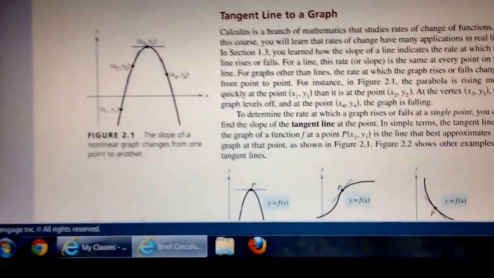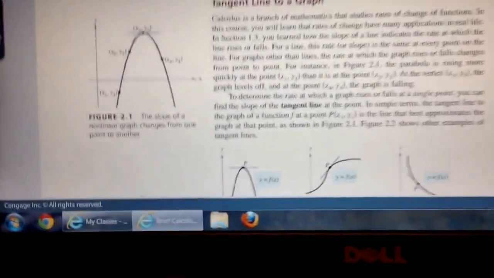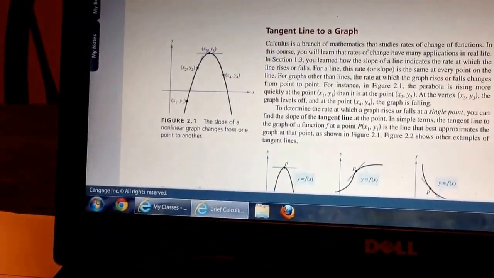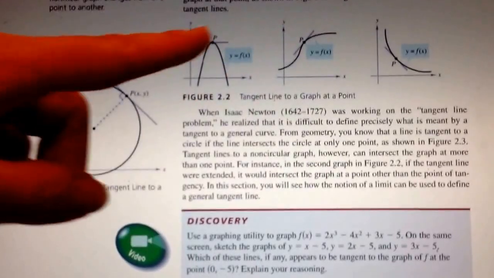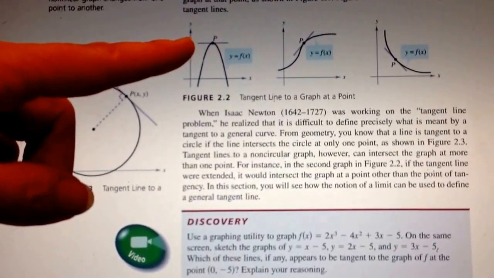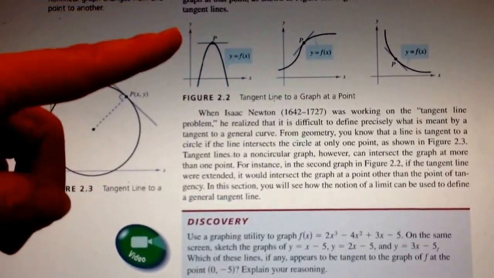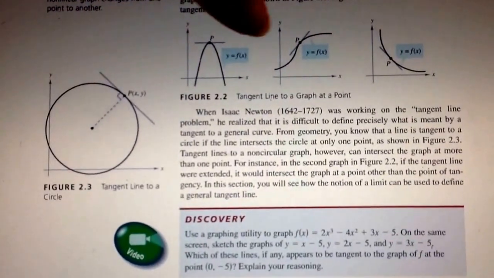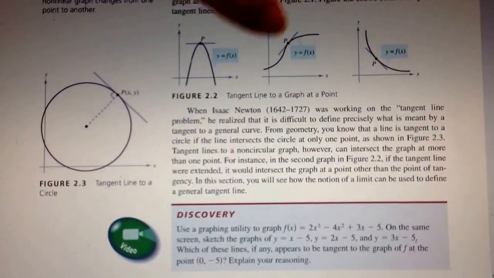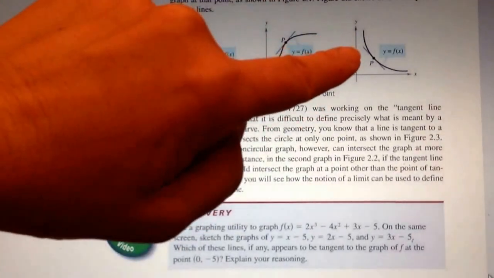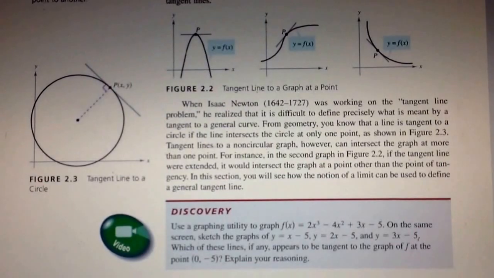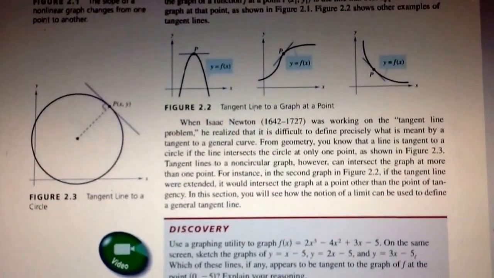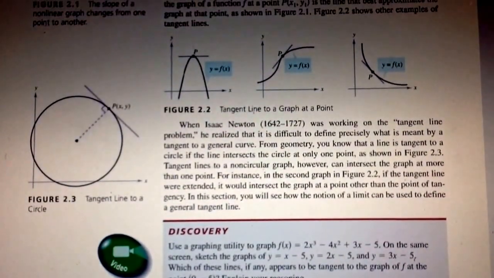If we look down at the graphs here, there's a couple other examples. Again, the tangent line at the vertex of a parabola is horizontal, has a 0 slope, and that's going to be important to us later on. For this curve, the tangent at P has a positive slope, and for this curve, the tangent at P has a negative slope. And that's what we're going to be trying to find, the slope of the tangent line, or sometimes the equation of the tangent line.